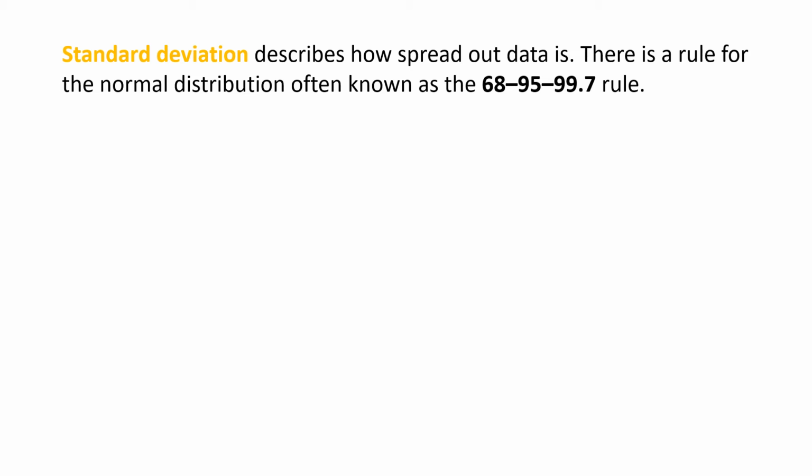Now, we have looked at standard deviation before, and what standard deviation is, it's talking about how far something is from the mean, how spread out our data is. Deviation, how far we have deviated from or how far away from our mean we are. This leads to the 68, 95, 99.7 rule. And I will explain that in just a minute, exactly what that means.